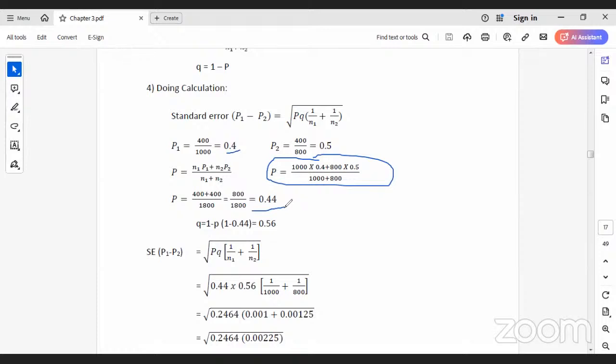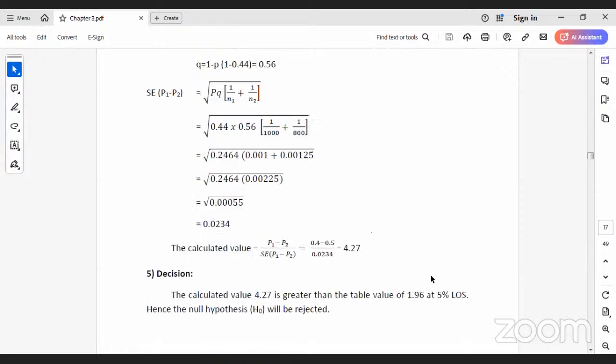So standard error of P1 minus P2 is equal to under root PQ into 1 by N1 plus 1 by N2. Under root 0.44 into 0.56. The P value is 0.44 and the Q value is 0.56, into 1 by N1, N1 is 1000, plus 1 by N2, N2 is 800. So the final answer is 0.0234.